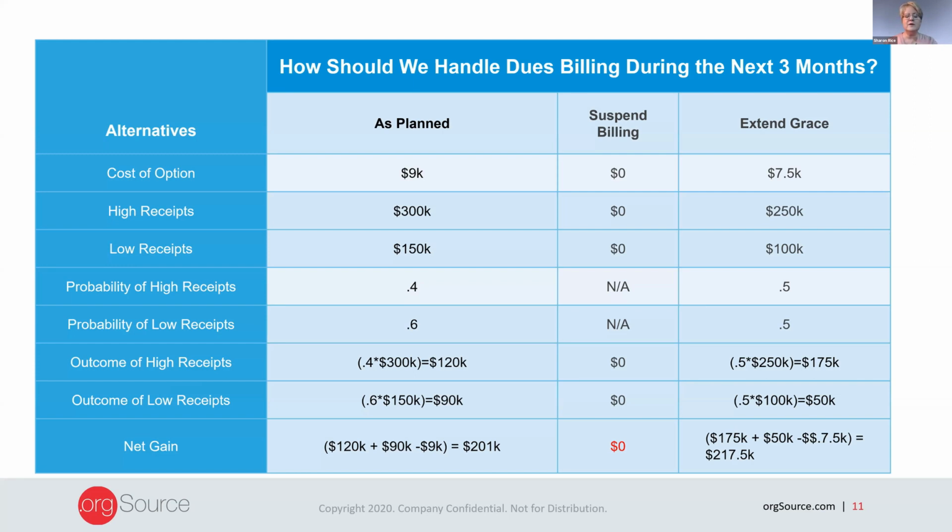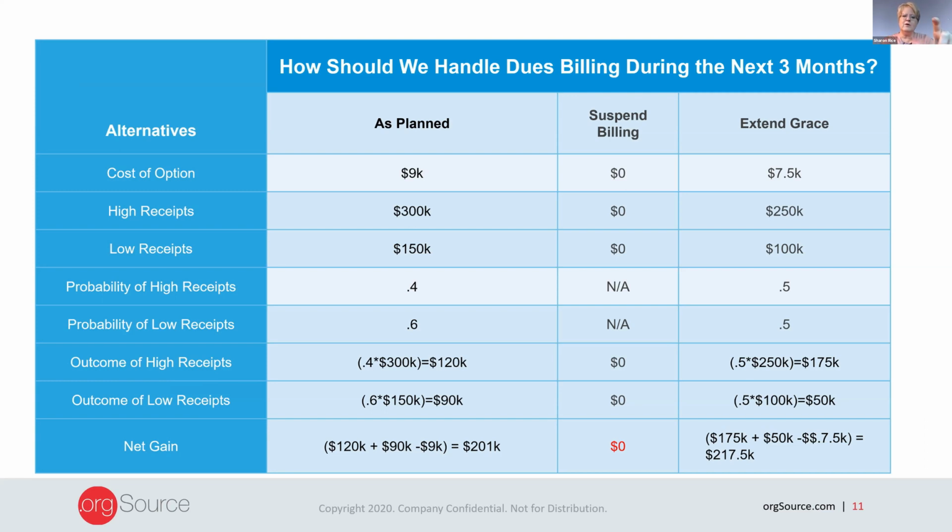So my alternative is that we just keep going as we always have gone. So as planned, we'll do our dues billing. My second alternative is that we suspend billing for 3 months, so we don't even bother billing people for 3 months. And of course, we're letting them know that and why we're making that decision. Or we extend grace, what I call extend grace. And extending grace simply means we're going to bill you, but if you can't pay during this period, it's okay, we're not going to terminate your membership. So we're extending grace.